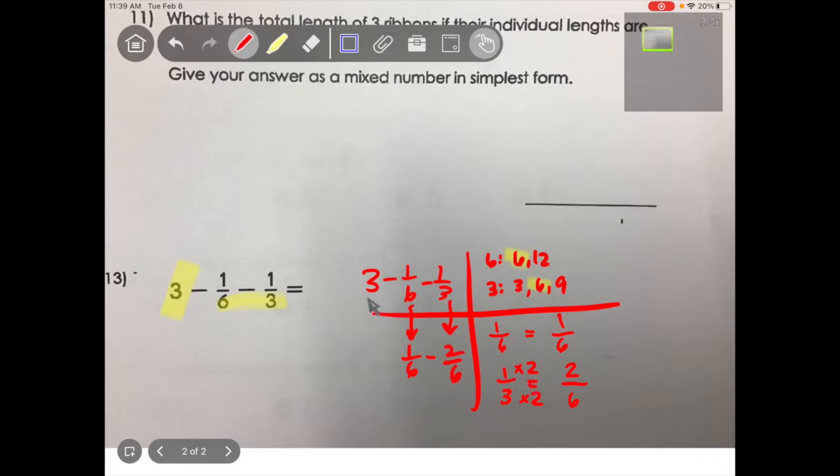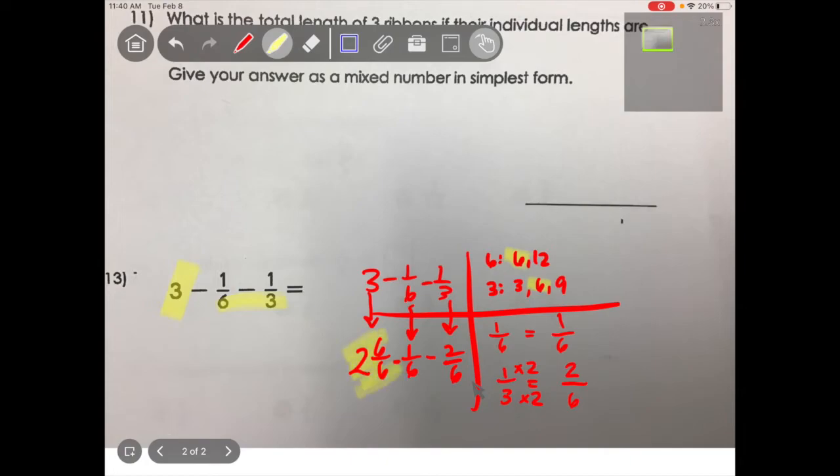And now I need to deal with this whole number, okay? So the whole number I'm going to decompose so that I can subtract the fractional parts from 3. So I'm going to decompose 3 into 2 and 6/6. Now, how did I know to break it down into 6? Well, that was the common denominator that we said we were going to use, because in order to subtract fractions, we have to have a common denominator.